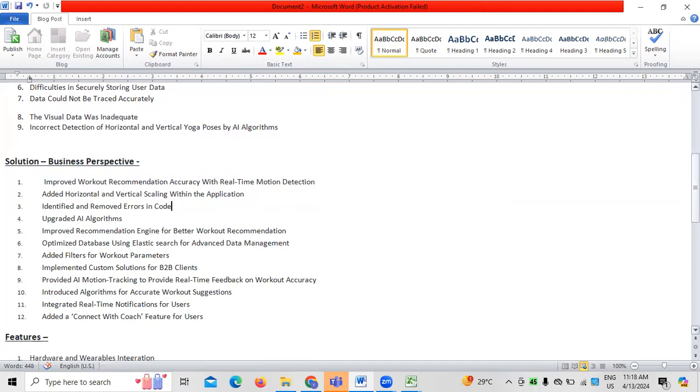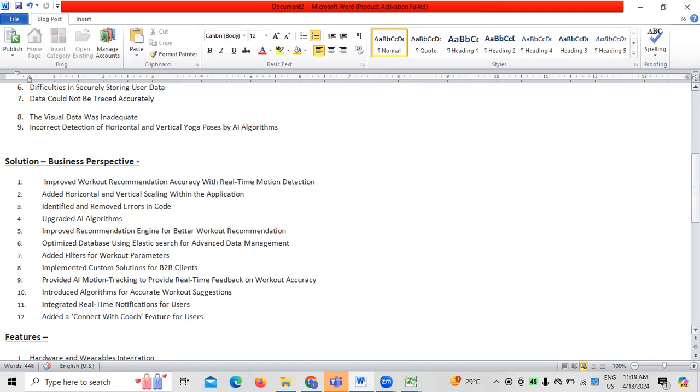At the same time, identification and removal of errors in code, and upgrading AI algorithms. We are using different artificial intelligence algorithms now and then, and recommending an engine for better workout recommendations. Next, we have to optimize the database using Elasticsearch, especially when we are working on AWS cloud service providers, using Elasticsearch for advanced data management. So this is also one of the infrastructure elements which will be focused on more.